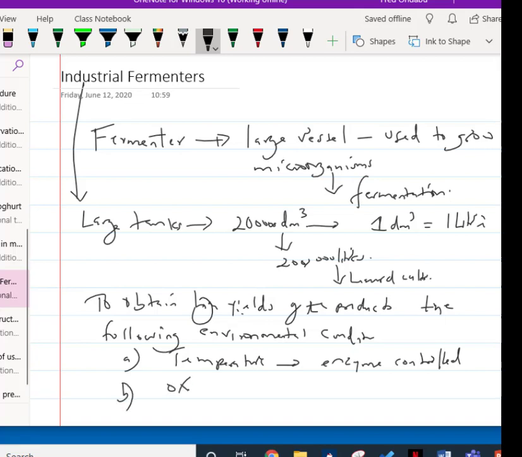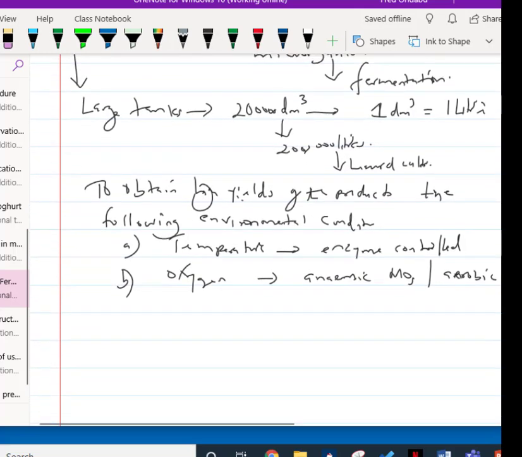Then two, oxygen also needs to be controlled, and this depends on whether you are dealing with aerobic or anaerobic microorganisms. Anaerobic microorganisms respire in the absence of oxygen. But aerobic microorganisms respire in the presence of oxygen.